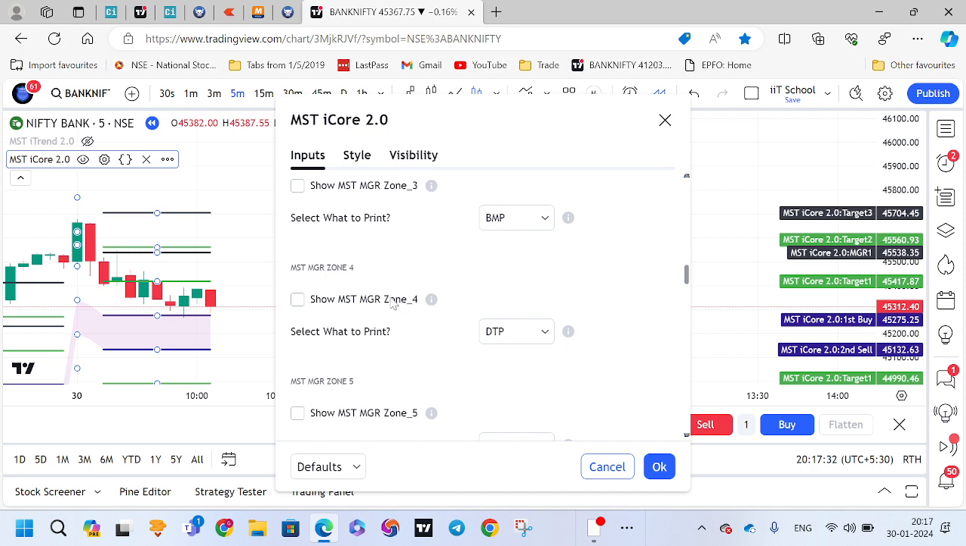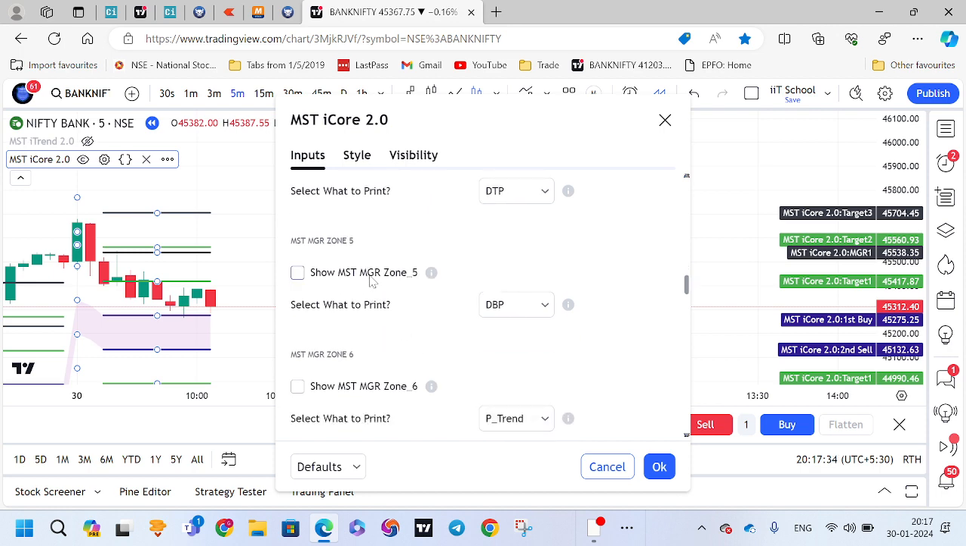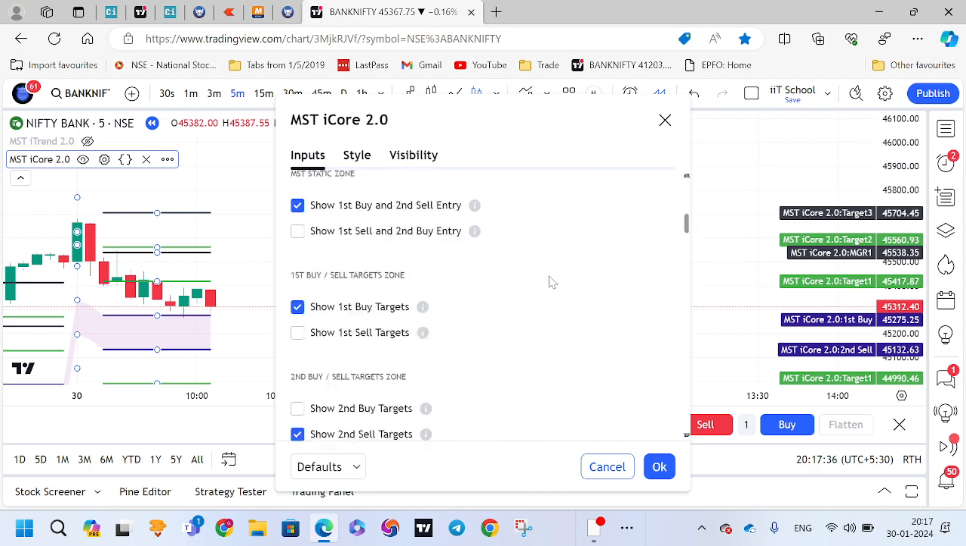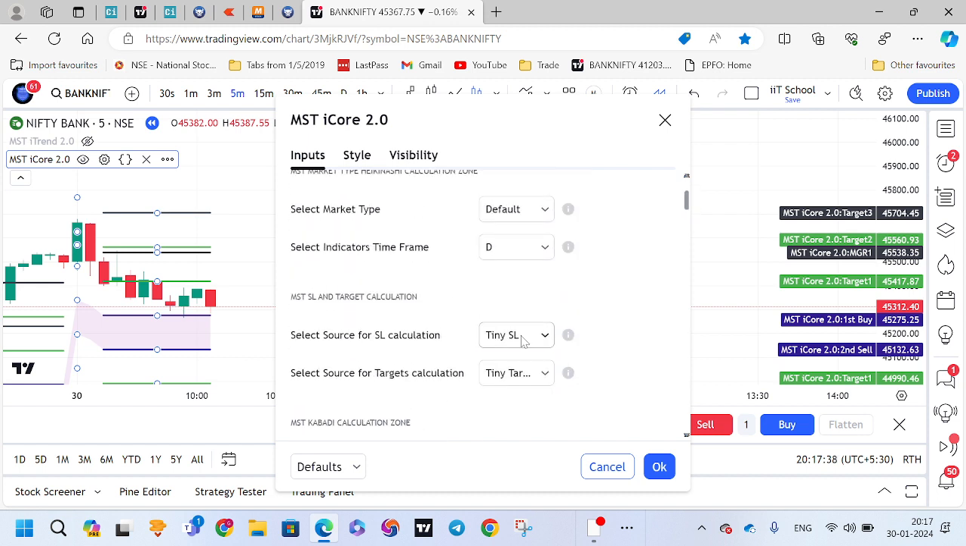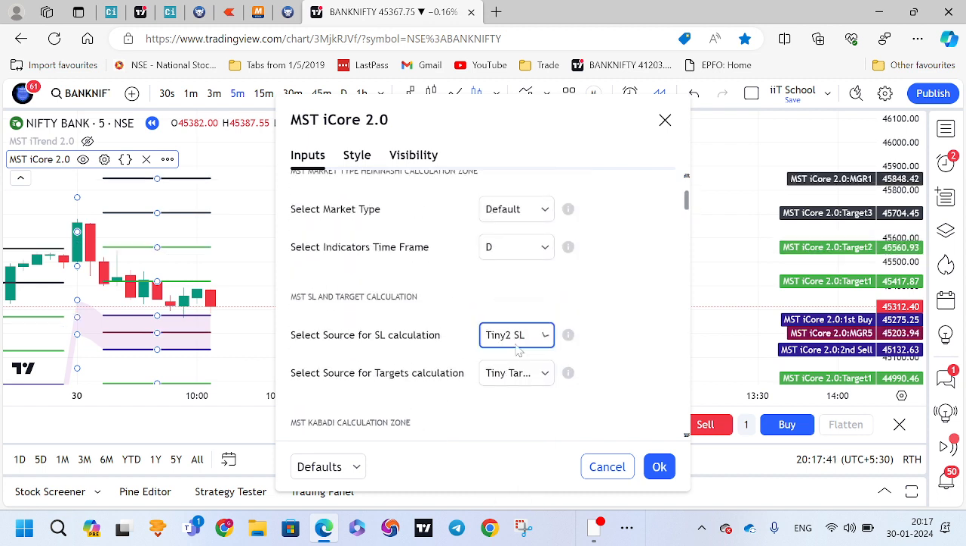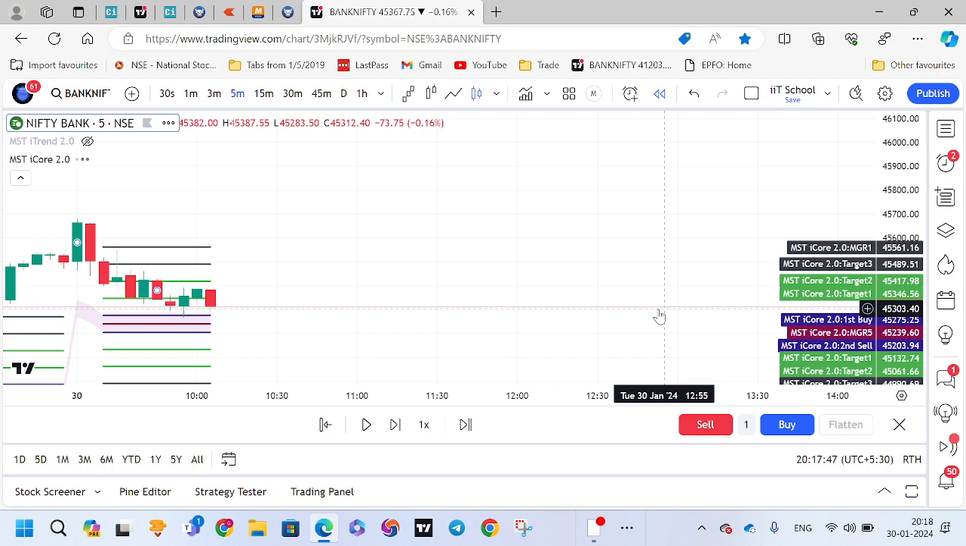And if you want, we can enable the bottom pivot point. And since we are trading in Bank Nifty and Nifty, we have to reduce the stop loss to 2 and the target also to 2. These are the initial steps you are supposed to do. It is very simple.